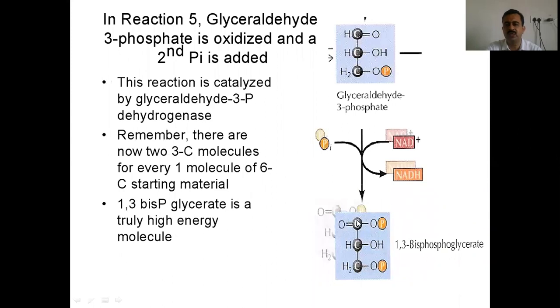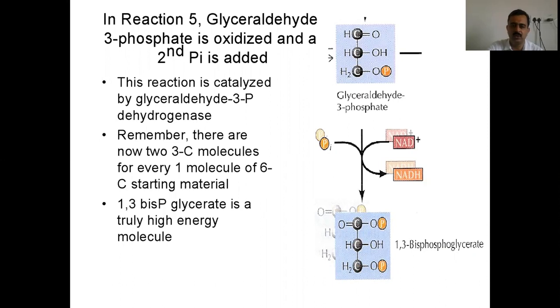In reaction 5, glyceraldehyde 3-phosphate is oxidized and a second Pi is added. See here, one Pi was there and another Pi has been added there. So now the product becomes 1,3-bisphosphoglycerate. Correct? This reaction is catalyzed by glyceraldehyde 3-phosphate dehydrogenase. A dehydrogenase kind of enzyme is being utilized here.